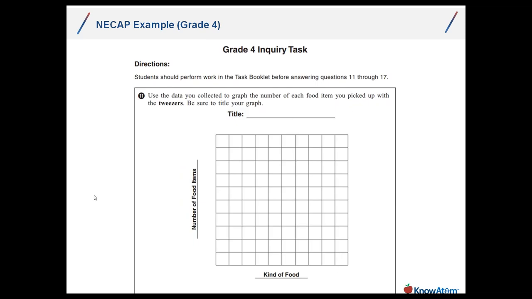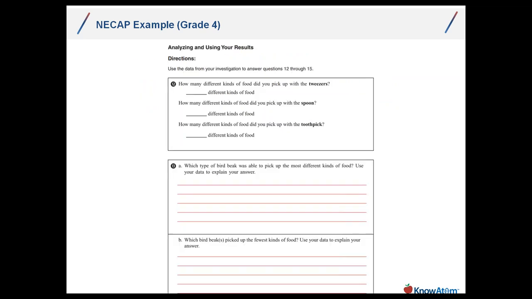What's interesting is that data gets transferred over to the inquiry task booklet, and then students are asked to graph it. Now we're going to see whether that student understands how to render that data, representing data in a graph form appropriately. And then students are asked to take the data from their data table and to break it out and answer these questions.